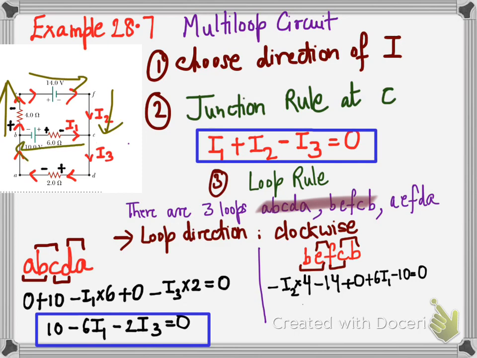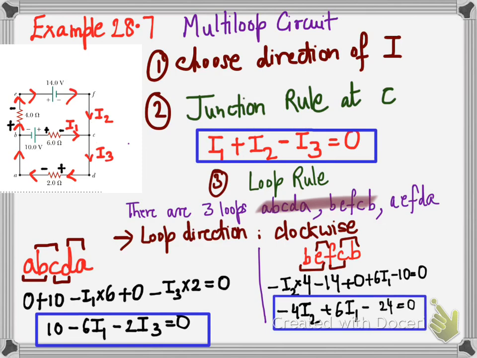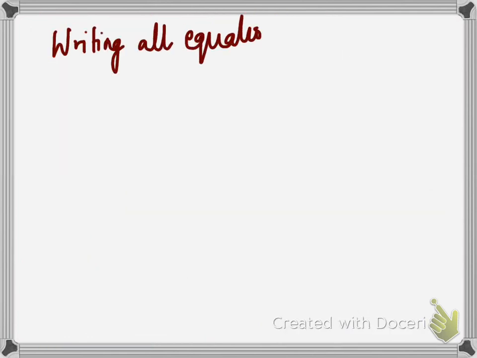For CB, there are 2 components. For the resistor, we are going to reach the positive, so positive 6I1, and for the cell it is negative 10. So now we simplify this equation. We combine the numbers and we get the third equation. So we have got three equations. We are going to rewrite the three equations once again.